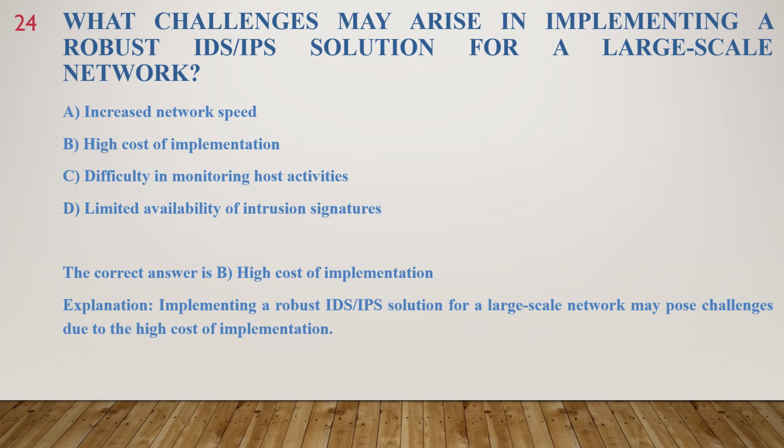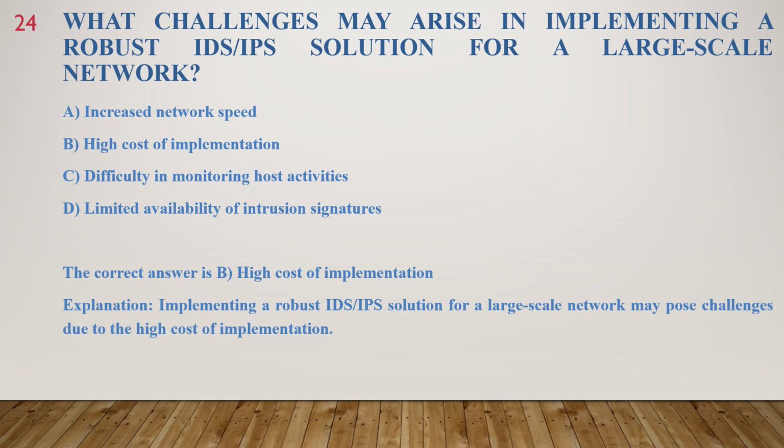High cost of implementation. While other options might be relevant concerns, the high cost of implementation stands out for a few reasons. Large-scale networks require extensive coverage. This means deploying numerous sensors or agents, potentially across geographically dispersed locations. Each sensor or agent adds to the overall cost, including hardware, software licenses, and ongoing maintenance. Complexity increases with scale. Managing and configuring a large number of IDS/IPS systems becomes more challenging, requiring additional skilled personnel and specialized management tools, further increasing costs.